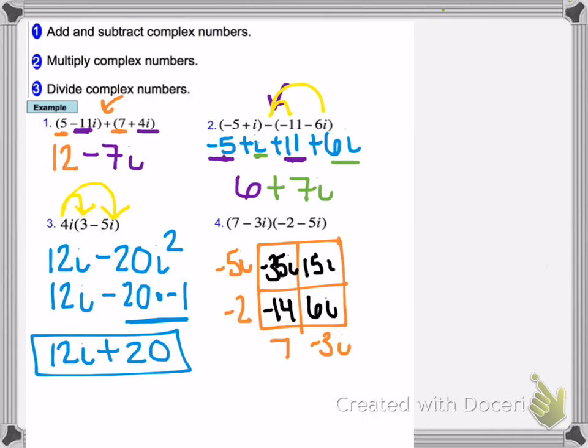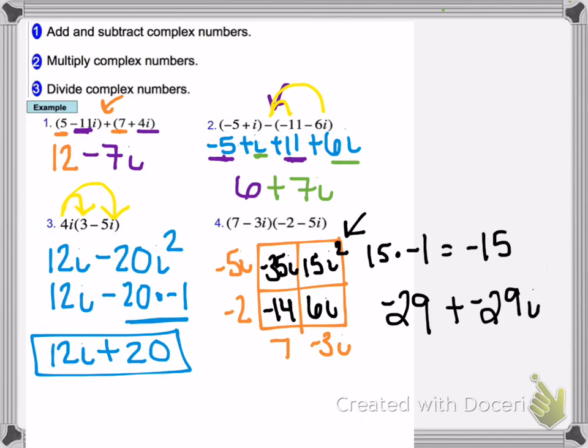And then i times i is i squared. Again, remember, what does i squared really mean? i squared is negative 1. So 15 times negative 1, that upper right box really is saying negative 15. So if I go ahead and combine my like terms together, I'm going to start with my real part, which is the negative 14 and the negative 15, combining them to give me a negative 29. Now my imaginary parts, negative 35i plus 6i is going to give me a negative 29i. That being my final answer.